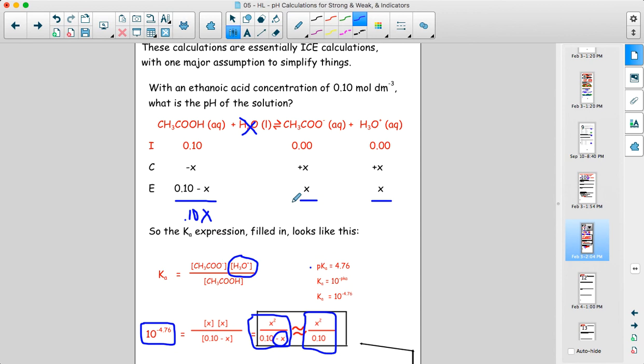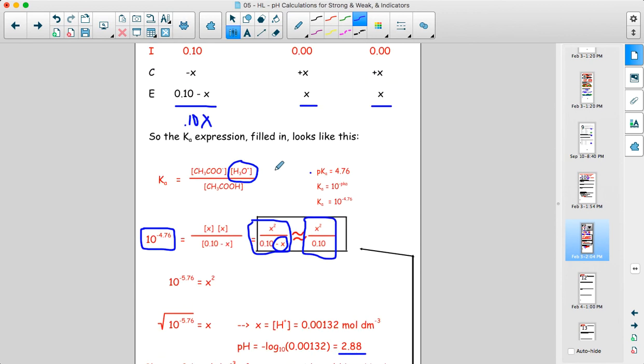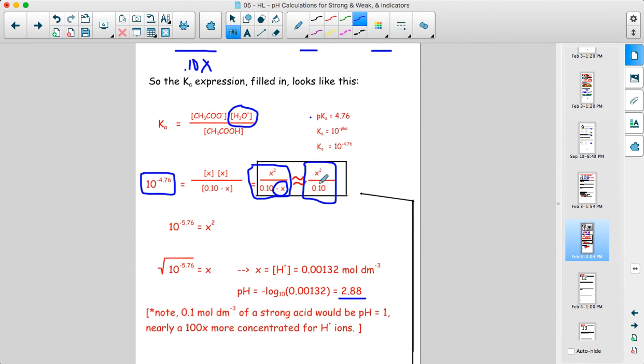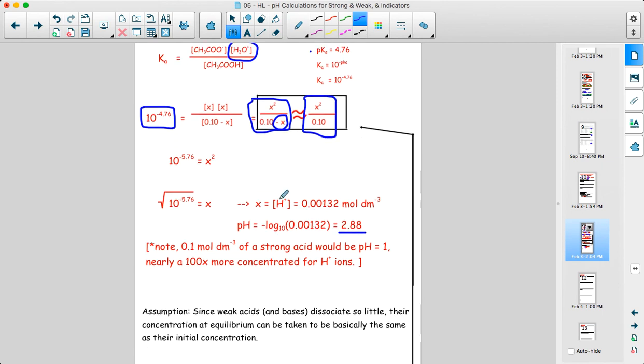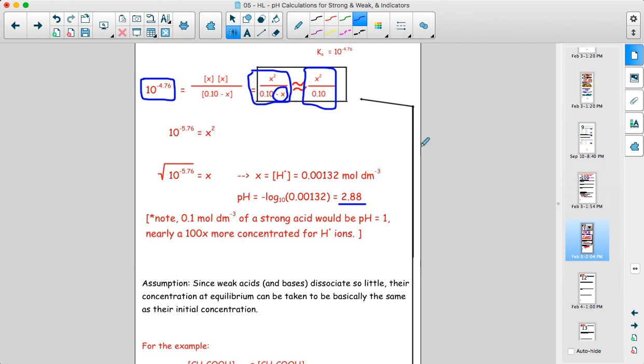I told you these calculations could go in either direction, but you use pKa values to get Ka values. You simplify the expression using that assumption, and then you solve for X. X is the concentration of H+, which allows you to get pH. And we will do lots of practice with this. This is a very important type of calculation that shows up on basically every IB exam, and we should be really comfortable using it inside and out.